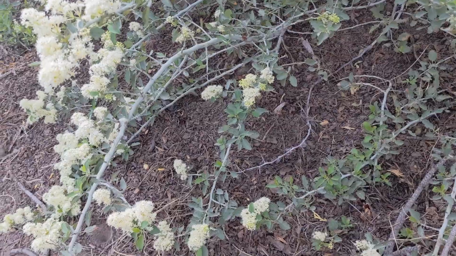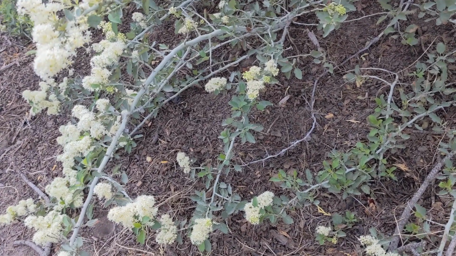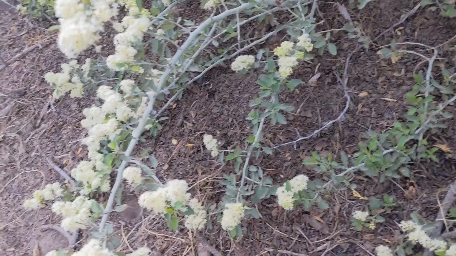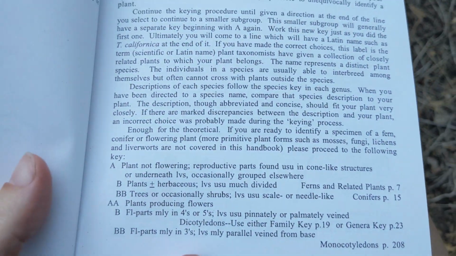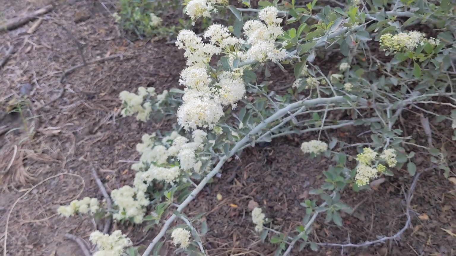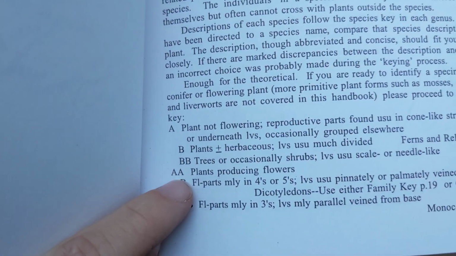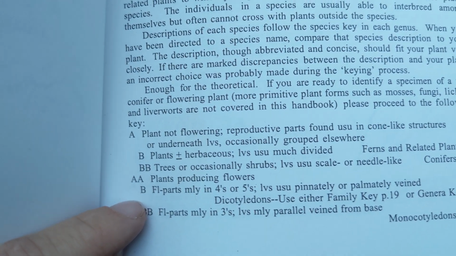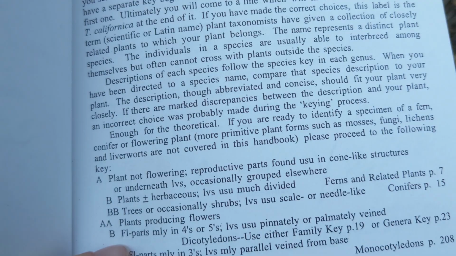we're going to go to the beginning of the book. If only I had all of this tabbed already. You're going to start with A, plants not flowering. These plants are obviously flowering, so we're going to go to AA. AA, plants producing flowers. Then we're going to go to the B's. Flower parts mainly in 4s or 5s.